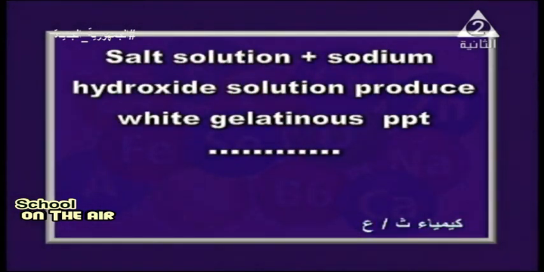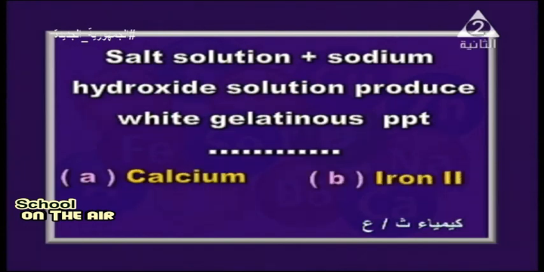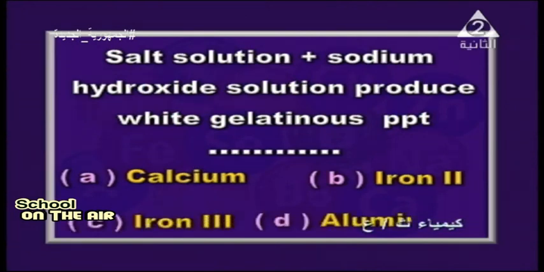Salt solution plus sodium hydroxide solution produces a white gelatinous precipitate. What is the cation here? Is it calcium, iron 2, iron 3, or aluminum? Yes, if you think about it, it will be aluminum cation.